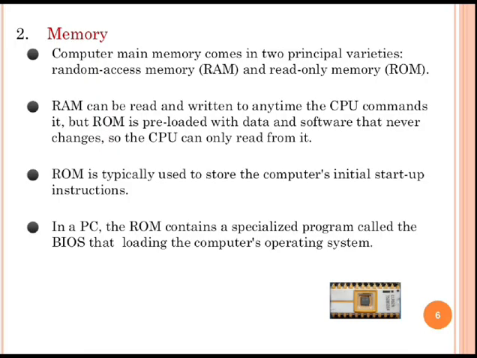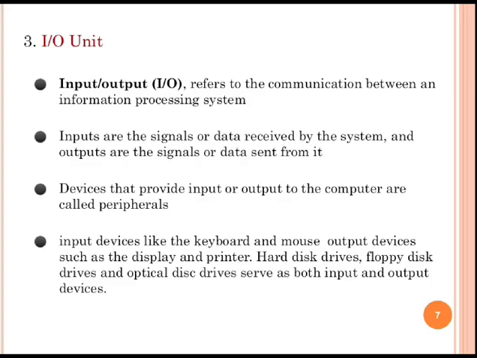Next one is memory. The computer main memory comes in two principal varieties. First one is random access memory, RAM. Second one is read-only memory, ROM. RAM can be read and written to any time the CPU commands it, but ROM is preloaded with data and software that never changes, so the CPU can only read from it. ROM is typically used to store the computer's initial startup instructions. In a PC, the ROM contains a specialized program called the BIOS that loads the computer operating system.